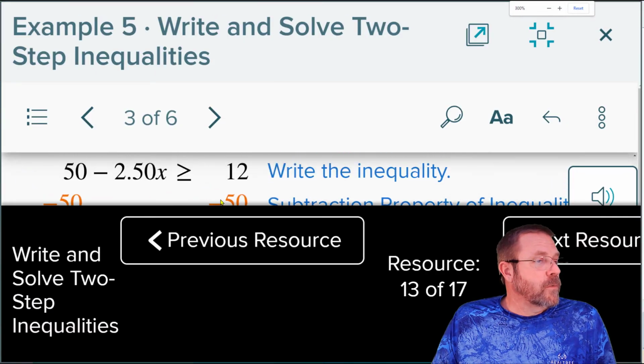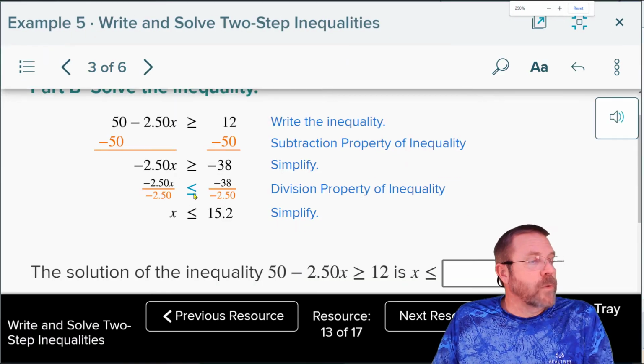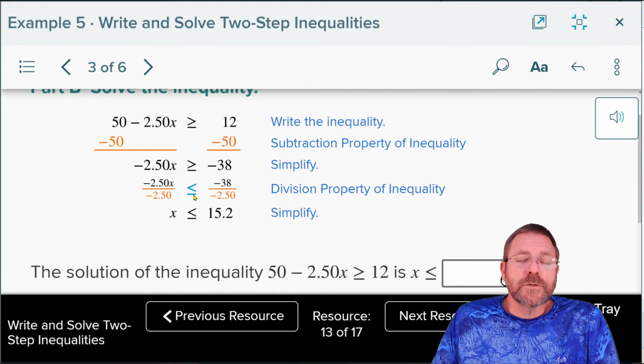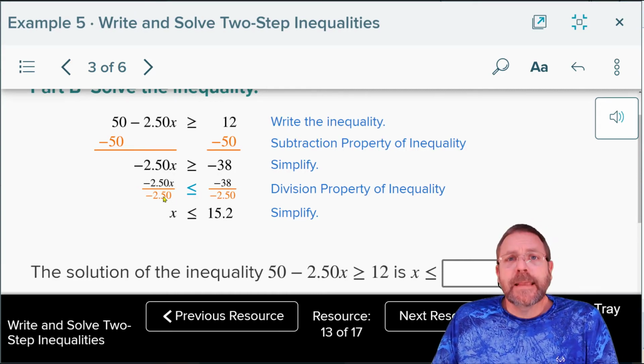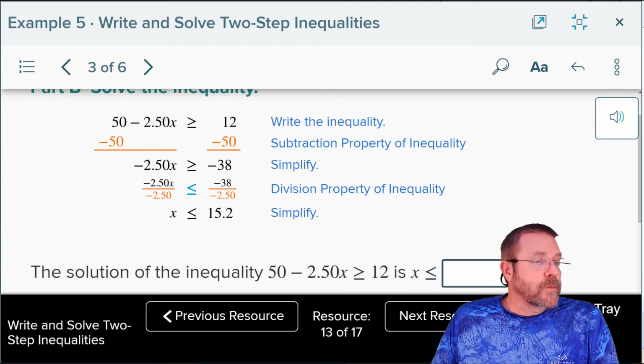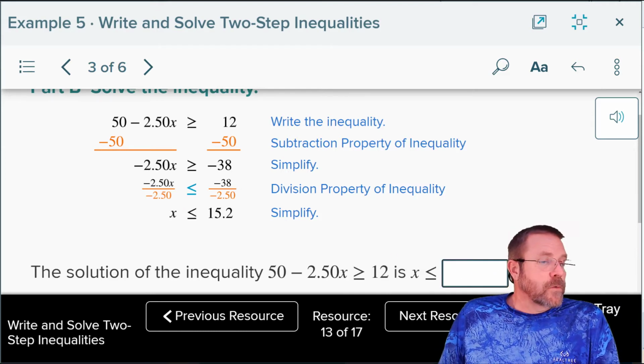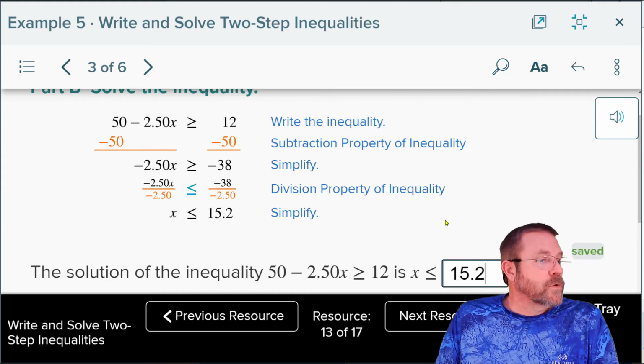See that big old blue alligator that changed directions? He changed directions because they divided both sides by a negative 2.50. And when you divide both sides by a negative number, that alligator is going to turn around and bite what's behind it. That means that your final answer, x is going to be less than or equal to 15.2.